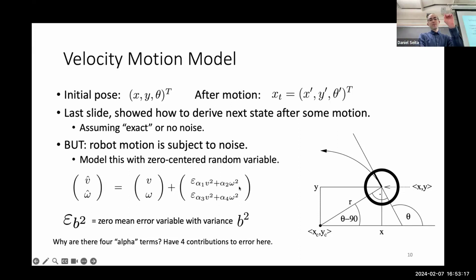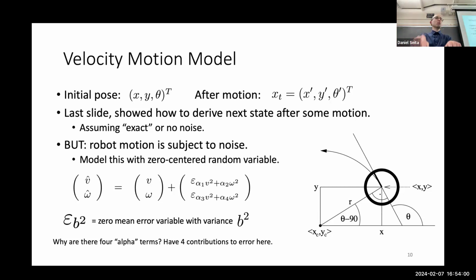Except you have to assume that you have some estimate of what numbers to put in for alpha and the alphas here. Yeah. So this alpha represents how much we think the system is going to have translational noise, plus how much noise the system has in the rotational or angular velocity and how that interacts with the translational velocity. Yeah. So again, this is just a modeling choice, but it's one that the velocity motion model has chosen to use.